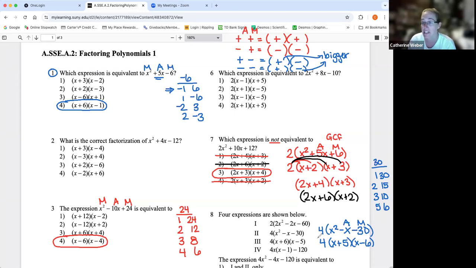So I did one of each kind of the 4 factoring setups. All right, so I'm going to pause the recording at this point so I can switch documents and we can do some more factoring practice.